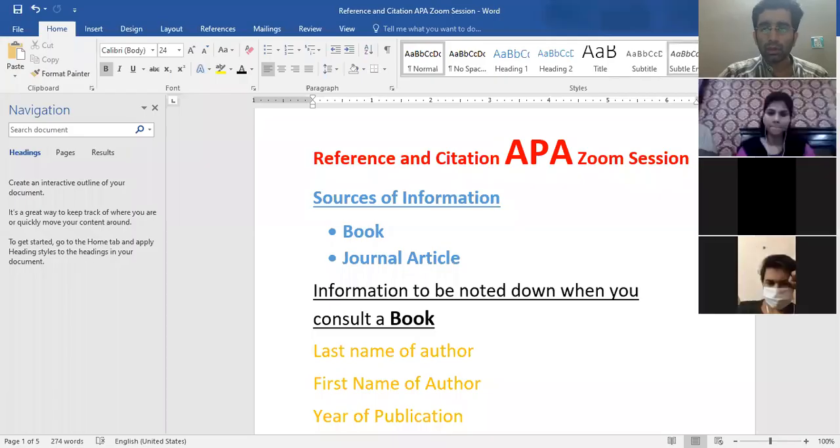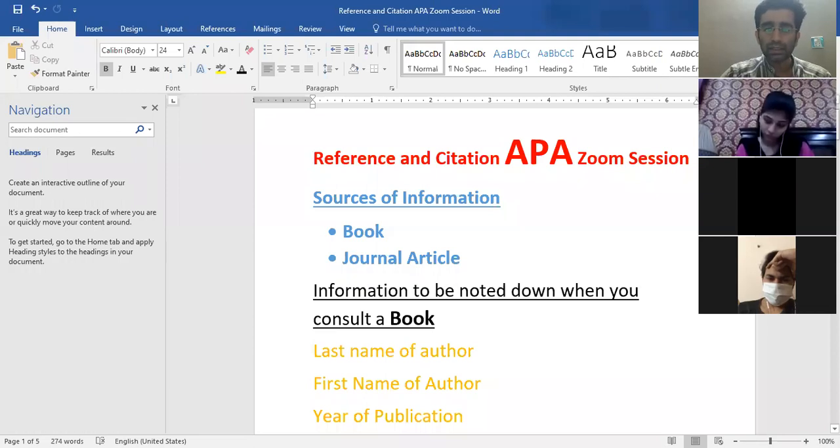Basically, we're going to talk about reference and citation in APA. So what is APA? APA is the American Psychological Association. APA is an organization that guides us and provides us principles on how to prepare references and citations.